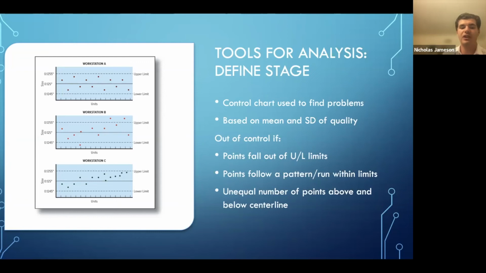Looking at workstation C in the example, even though all points are within the limits, the control chart reveals that the points are drifting upward, which is a run. Management may want to launch an investigation because the trend suggests that in the near future, the operation may produce drill bits outside the control limits.